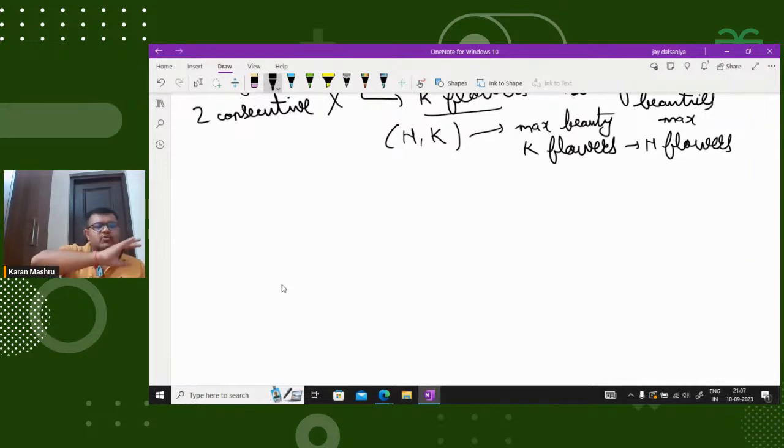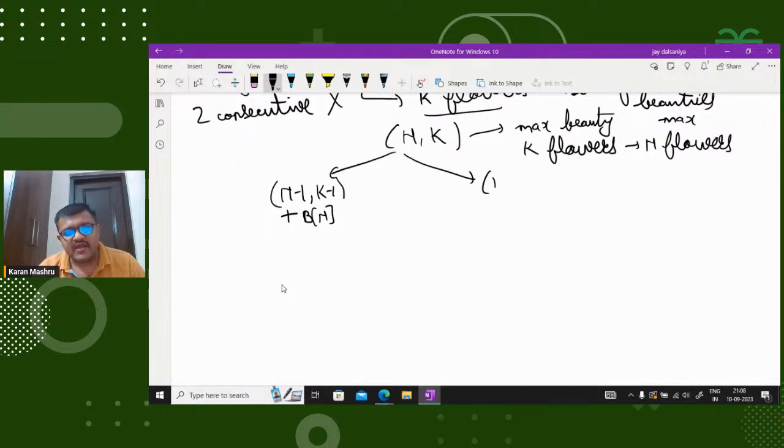From the last flower to the first flower, for each flower I'll have two choices, whether to take it or not to take it, right? So here I have two choices. Suppose I decide to take the last flower, then the remaining number of flowers would be n minus 1, and the remaining number of flowers which I need to take will be k minus 1, plus b of n, because I am considering this flower. And if I do not consider this flower, then the remaining would be n minus 1 and k.